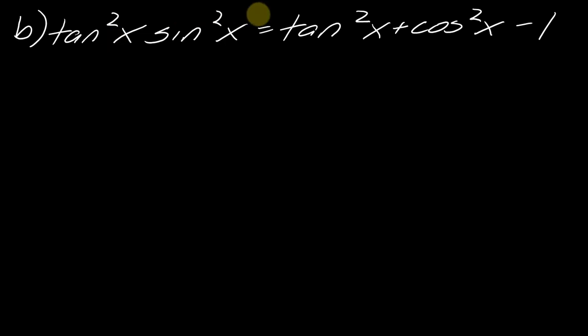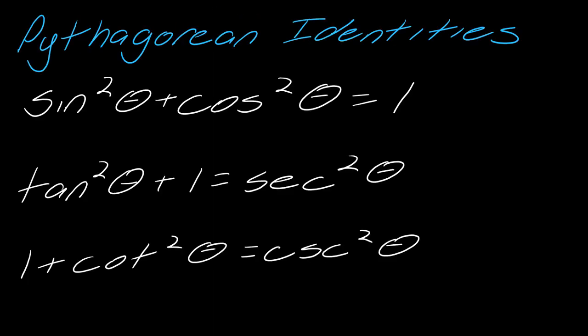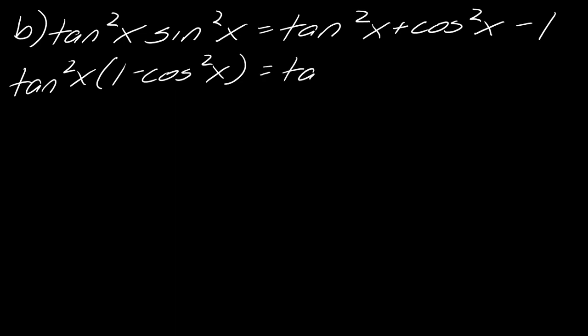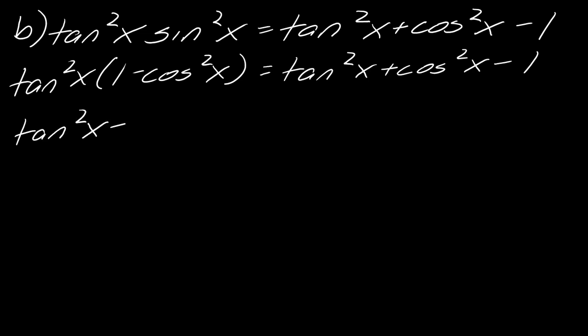I feel like this sine squared, I would like to play around with this Pythagorean identity and rewrite it as 1 minus cosine squared just to see kind of what I get. So this is kind of like some of the experimenting that could happen. So I get tangent squared x times 1 minus cosine squared x. I haven't done anything to this side yet. Okay, so if I were to distribute this, now I get tangent squared x minus tangent squared x cosine squared x, and that all equals this side.